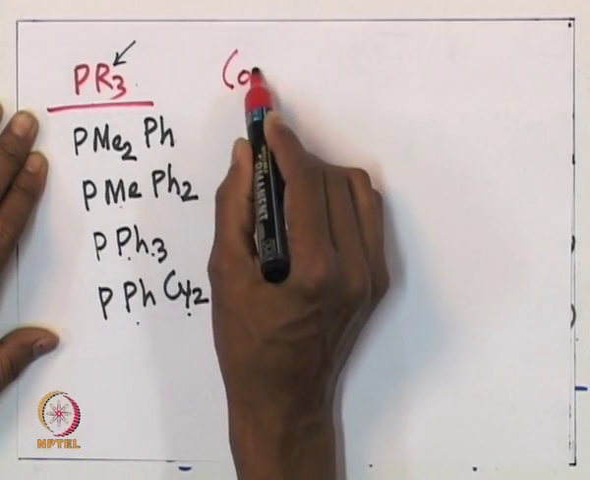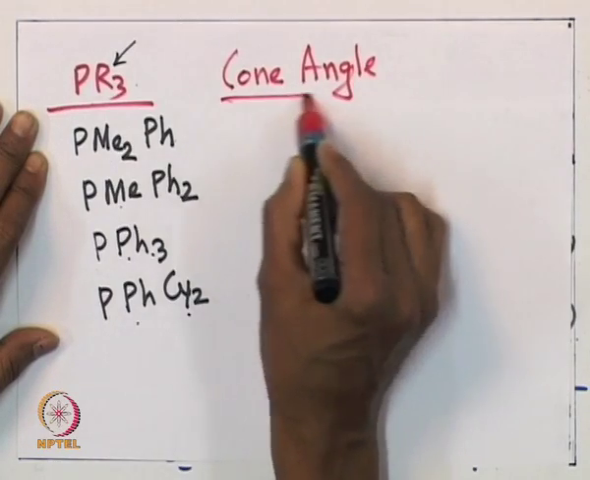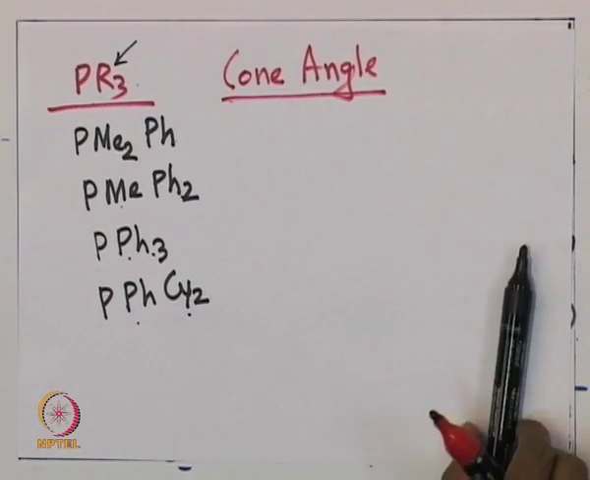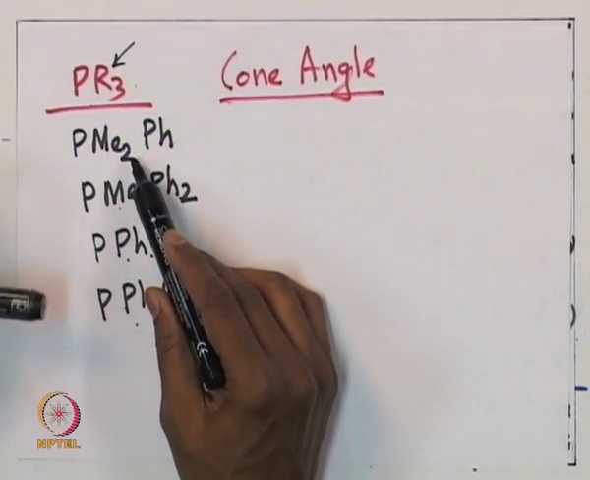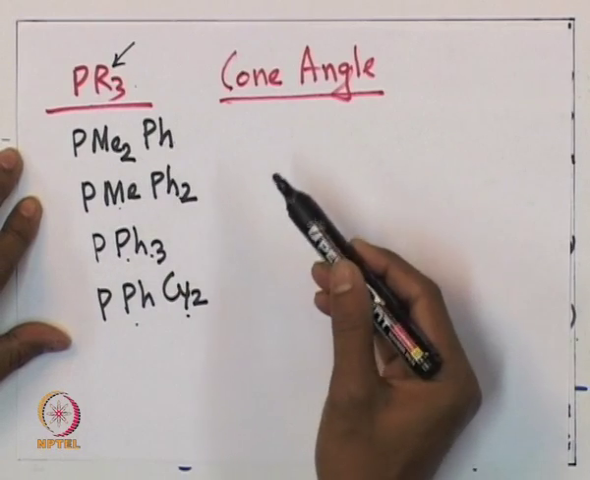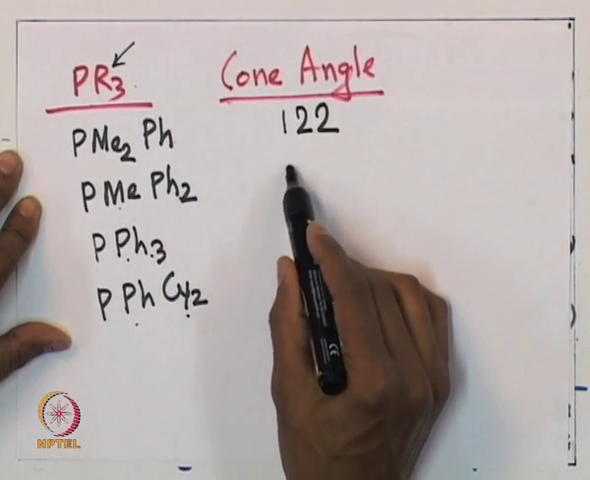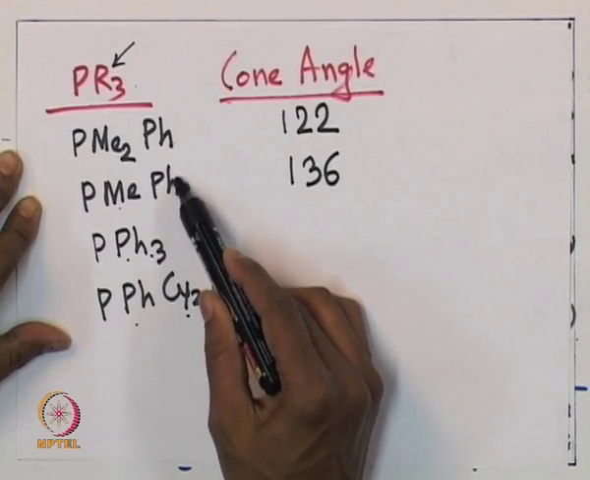The cone angle is something you need to know, you do it as your homework. Cone angle actually defines how bulky a ligand is compared to others, right. Now, this cone angle will vary depending on the bulk of the substituent on the R group. For the first case it is 122, for the second case it is 136, because the substituent is getting bigger and bigger.